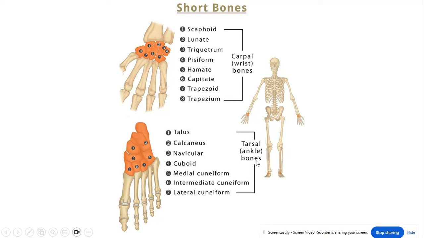And now let's talk about tarsal ankle bones. Number 1 is talus. Number 2 is calcaneus, right? We have number 3, which is navicular. We have number 4, which is cuboid, right here. Number 5 is medial cuneiform, right here. Intermediate cuneiform, right here. Number 6 is intermediate, right here. And 7 is lateral, okay? 5th would be medial, and 7th is the lateral, okay? 4 is cuboid. So these are all the short bones.